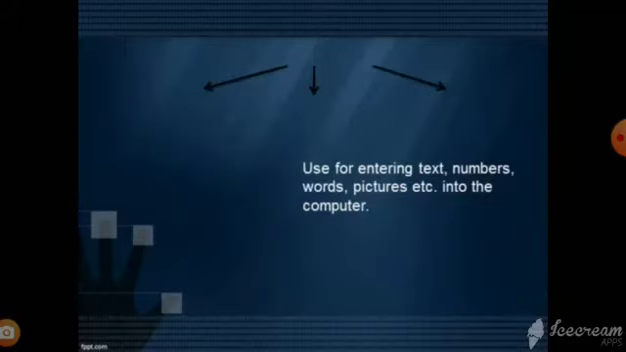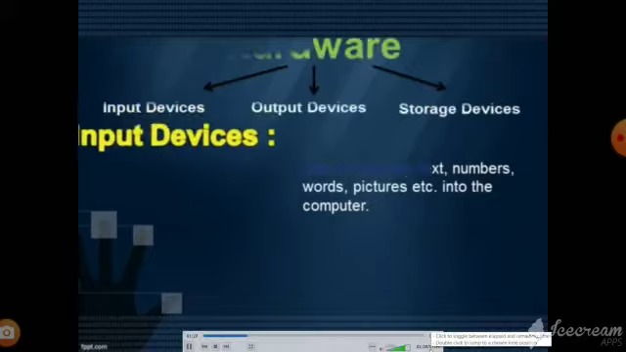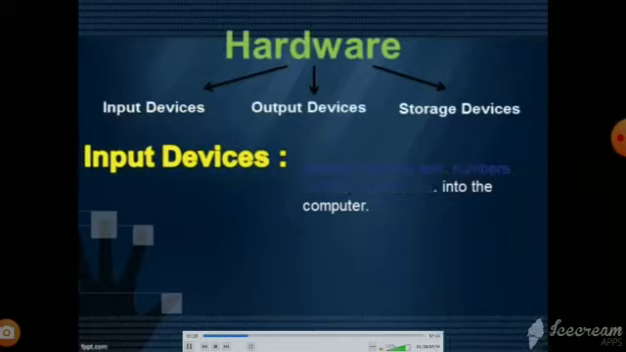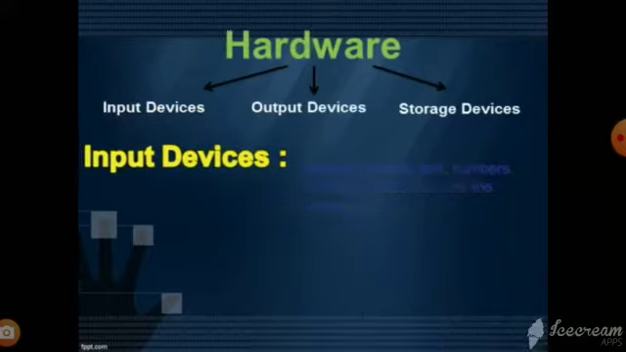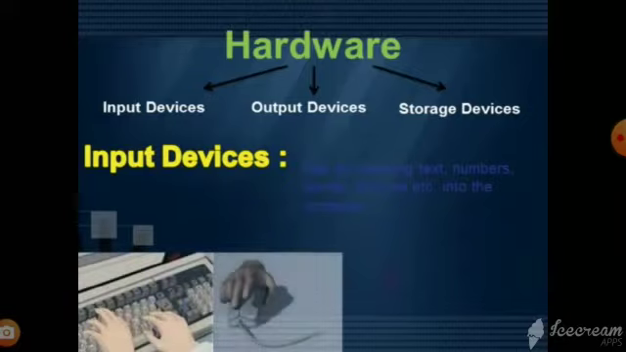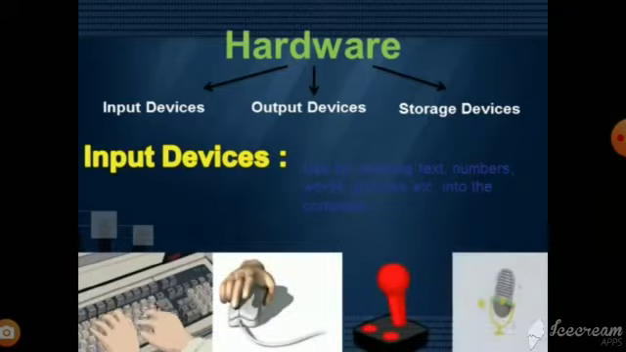Hardware of a computer is further divided into input, output, and storage devices. Input devices. These are special types of hardware devices that are used to input words, numbers, sounds, or pictures into a computer. These are called input devices. Example, keyboard, mouse, joystick, microphone, etc.